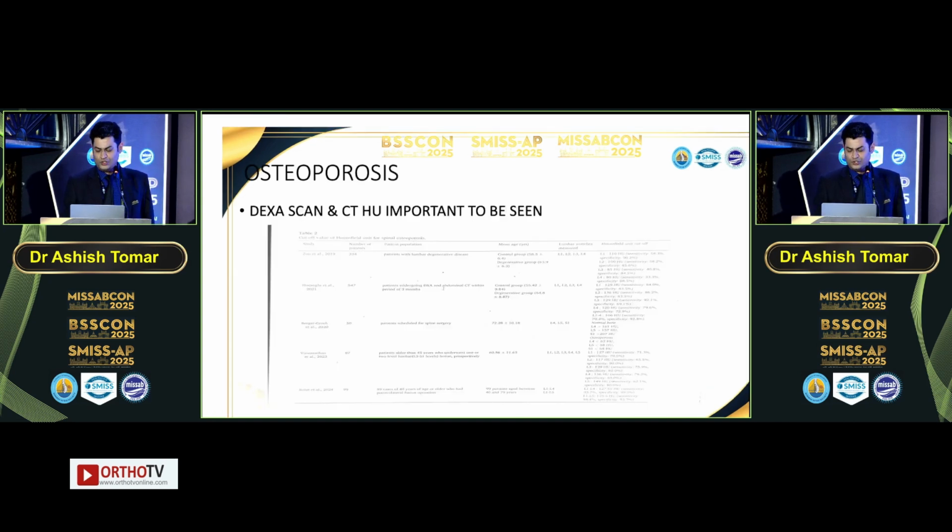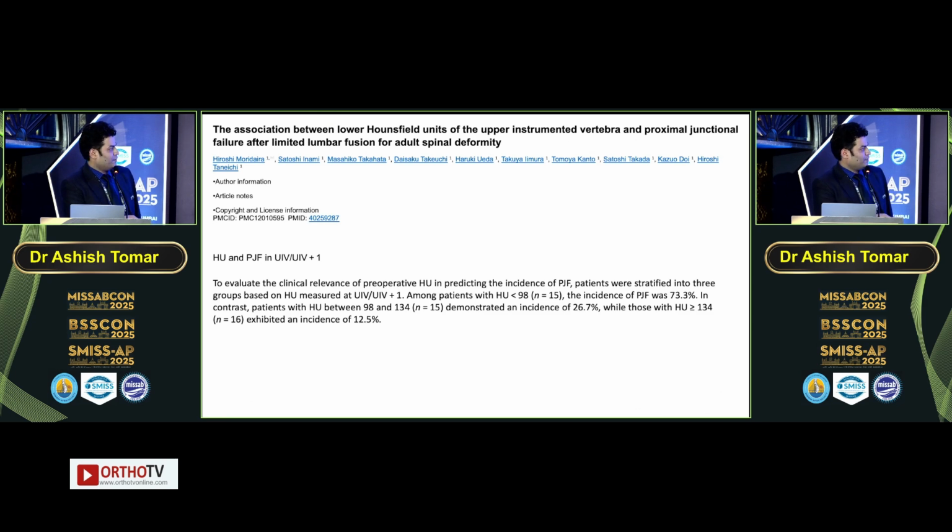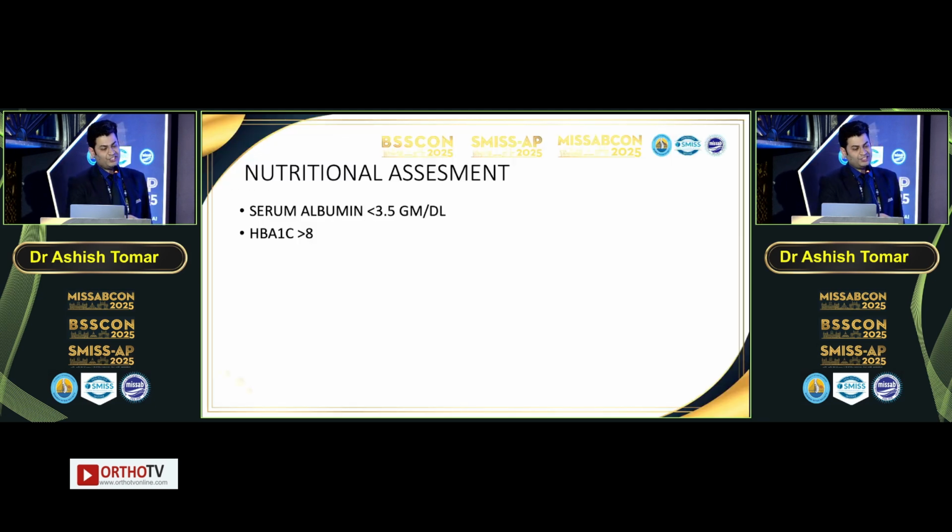DEXA scan and CT Hounsfield units are important too. Assessment of osteoporosis is important. This is a paper which says a Hounsfield unit of less than 98 had 73.3% PJF, and it reduced as the Hounsfield unit was better. So better bone quality leads to fewer adjacent segment problems, less PJF. For nutritional assessment, serum albumin less than 3.5 and HbA1c greater than 8 is a no-no for surgery. You should build up your patient.